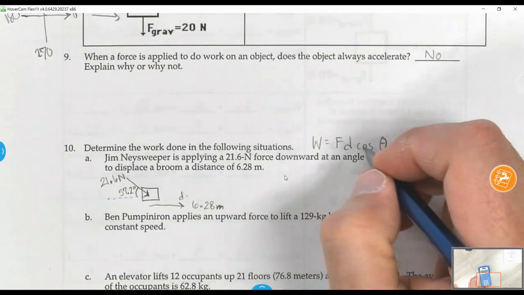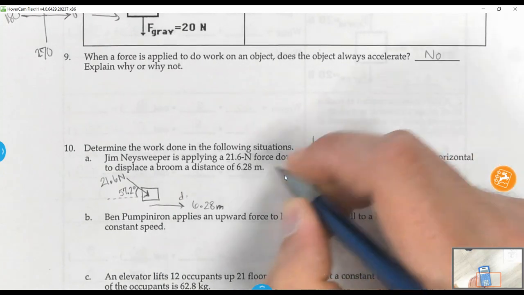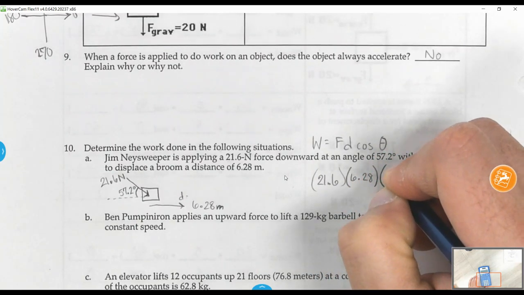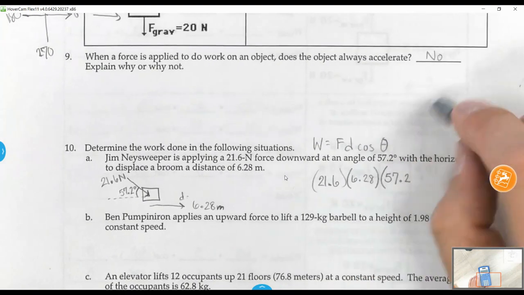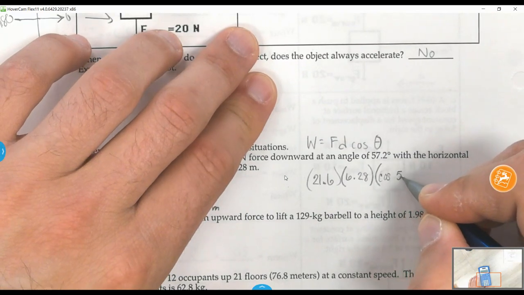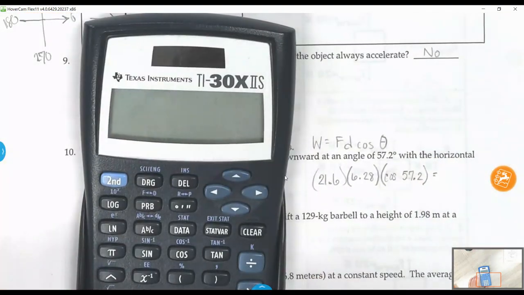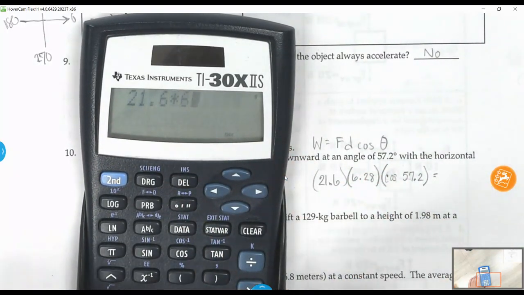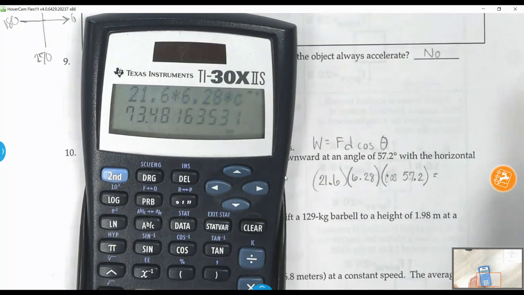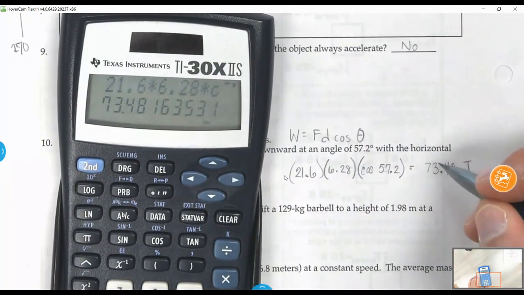Okay, so we are looking at F of 21.6, displacement of 6.28, and an angle of 57. Gotta be cosine of that. And I get 73.48 joules.